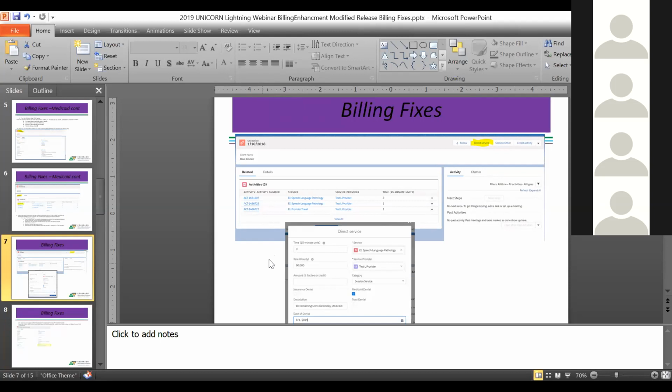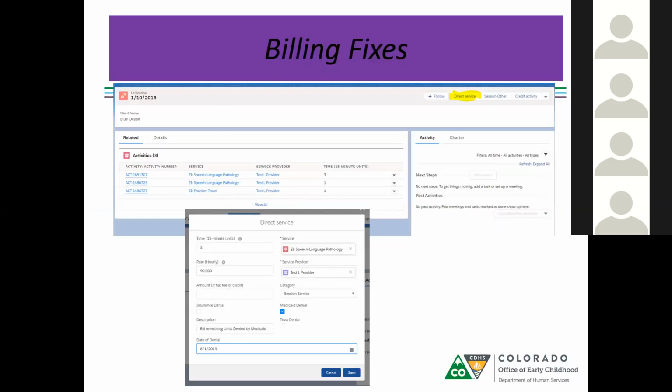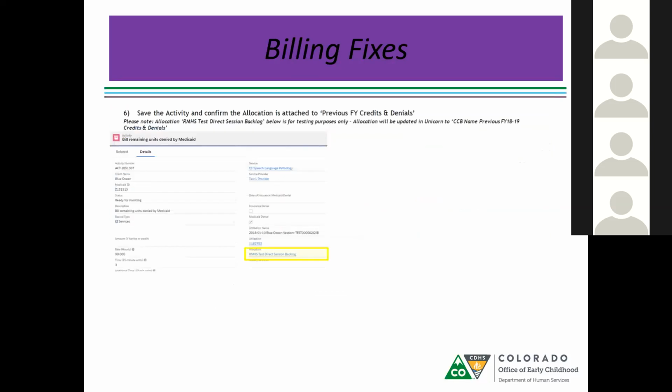So it's a new activity. You just need to ensure that you're checking the Medicaid denial checkbox. So you've received that Medicaid denial. You can put an additional description if you have other information that your CCB is capturing, and then that date of denial needs to be entered, and there is a validation it will trigger between 7/1 of the new fiscal year and October 31st. So 7/1 2019 through October 31st, 2019. So then you'll go ahead and save that activity.